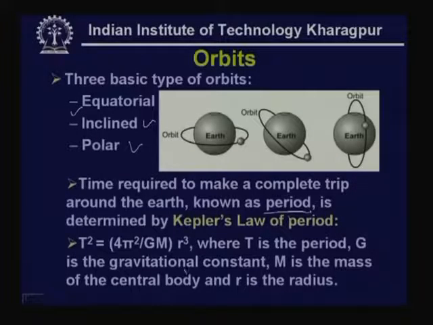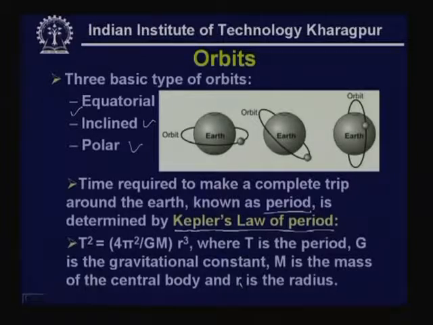We are all familiar with the natural satellite, that is the moon, and its period is known to you. But here we are talking about artificial satellites. The period is determined by Kepler's law of period. There are several laws, but Kepler's law of period specifies that period T squared is equal to 4 pi squared by GM into r cubed, where T is the period, G is the gravitational constant, M is the mass of the central body, that is earth, and r is the radius.